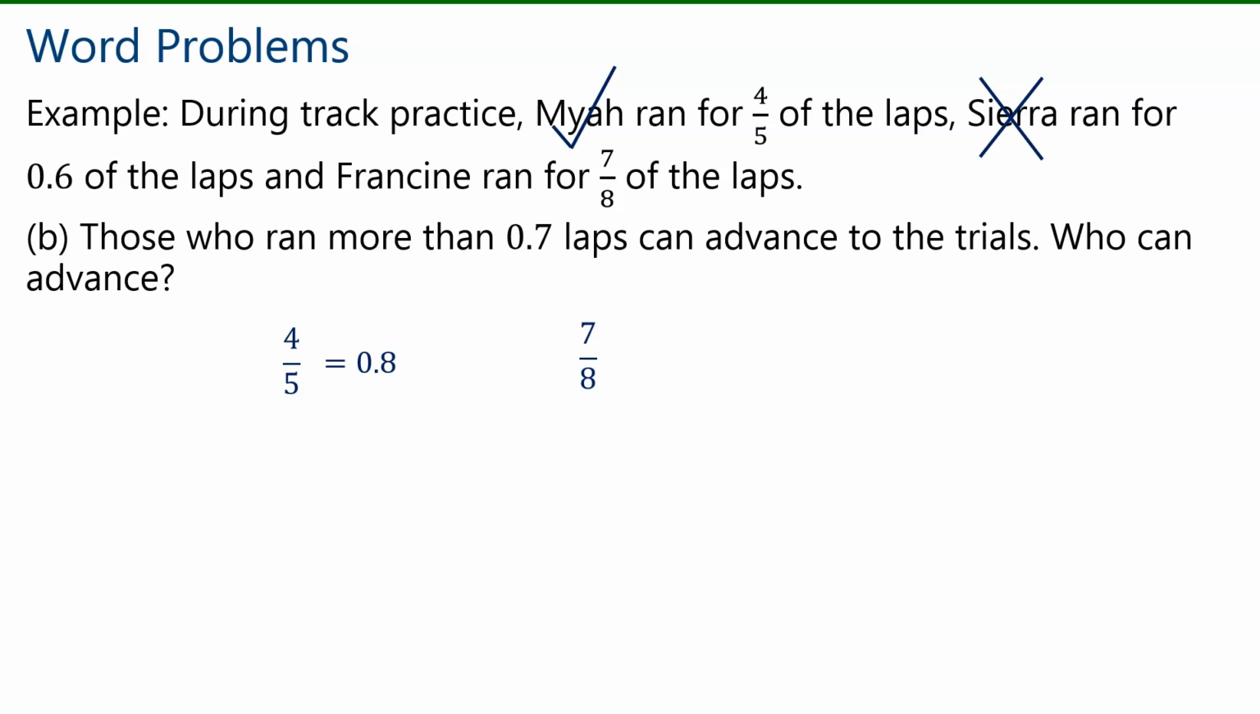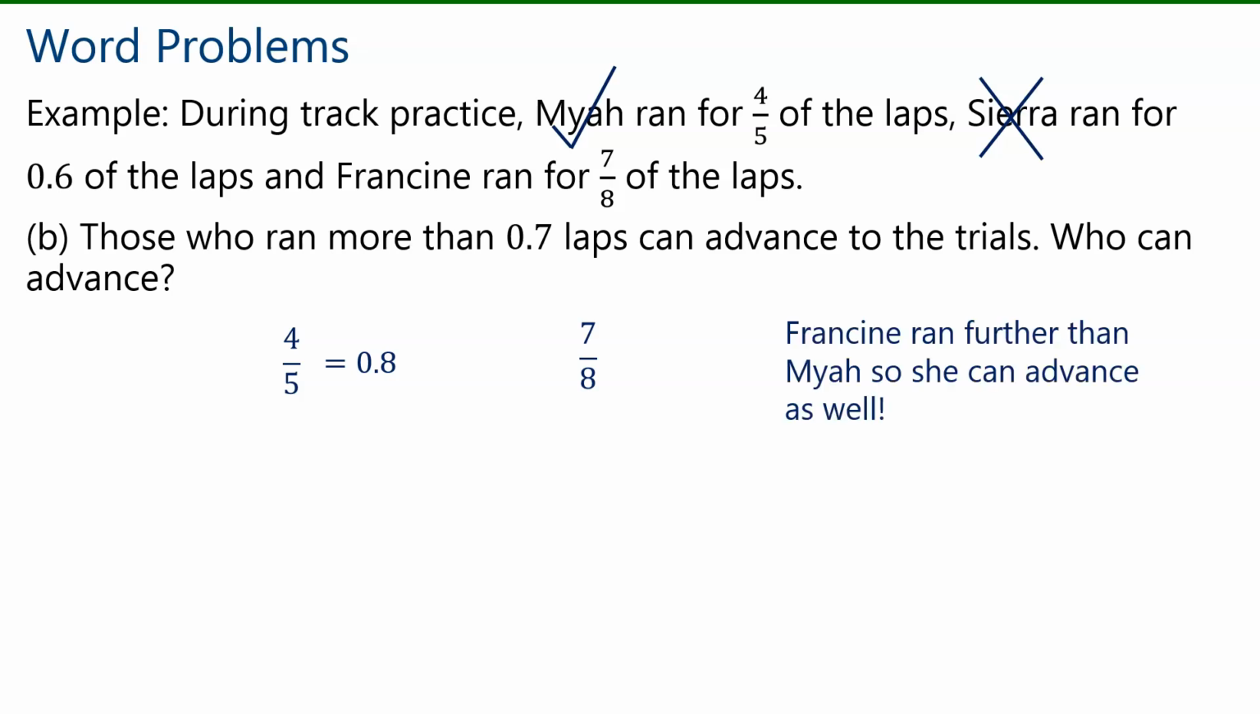Now we learned from part A that Francine ran more laps than Maya, so they can automatically advance as well. So we can say that Maya and Francine can both advance to the trials. Now you completed this section, so be sure to complete the activities before moving on.